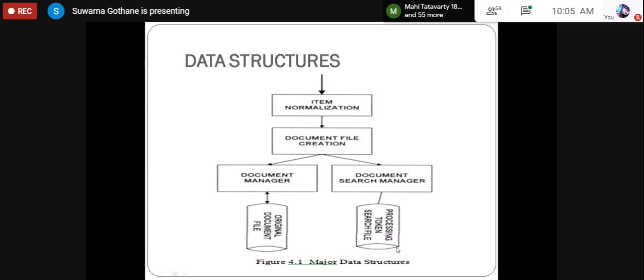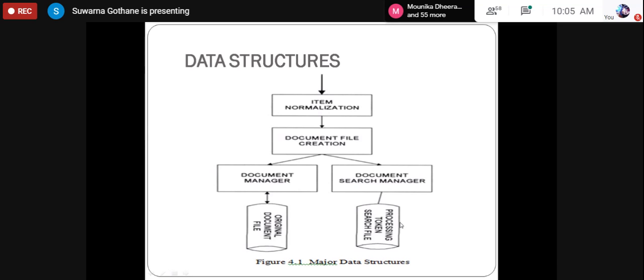This symbol shows the data. To handle the input from the client, it comes in this track, and it is called the processing token search file, where the document search manager is available to handle this file. And this is the original data.